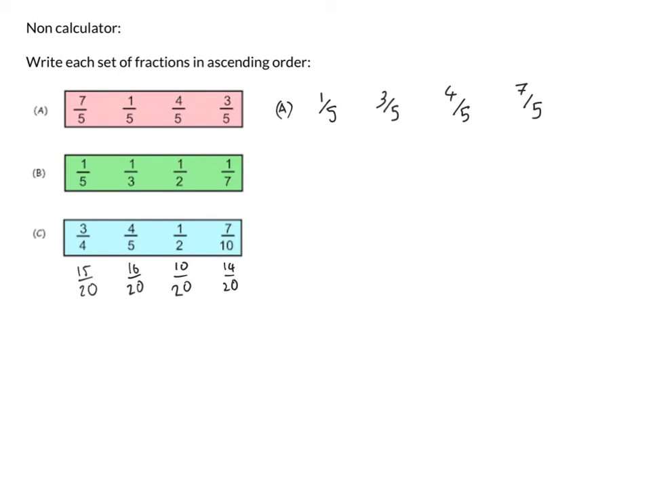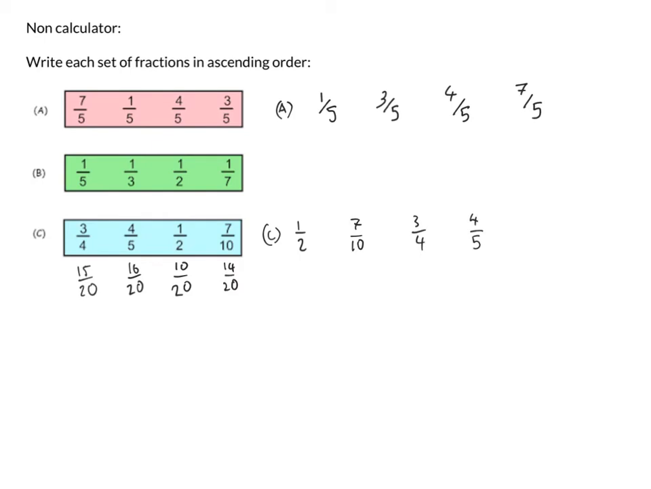So this means in ascending order, 1/2 is first. Next up, 14 out of 20, so 7 out of 10. 15 out of 20, so 3/4. Then 4/5 for your 16 out of 20.